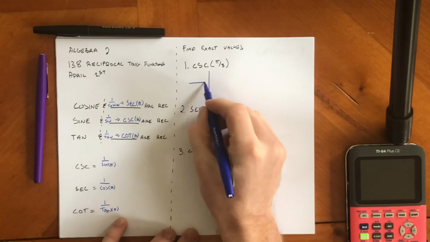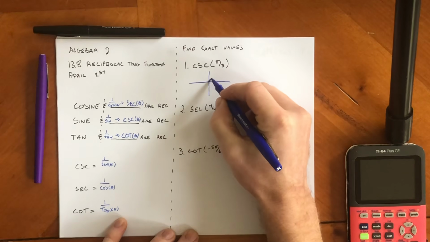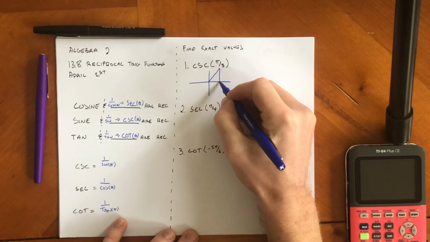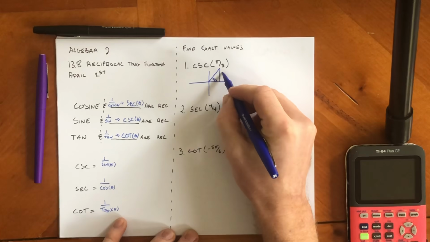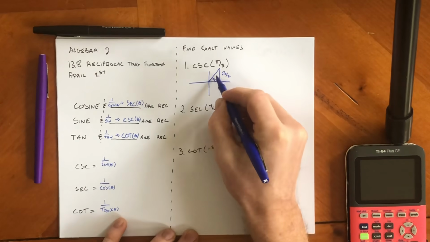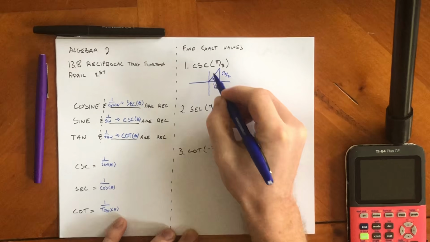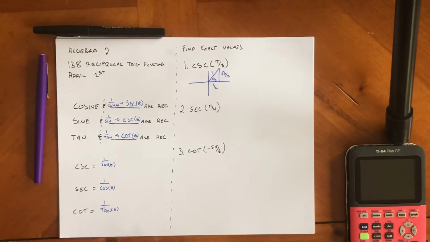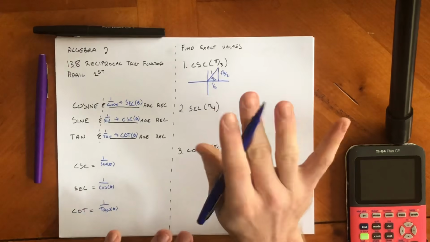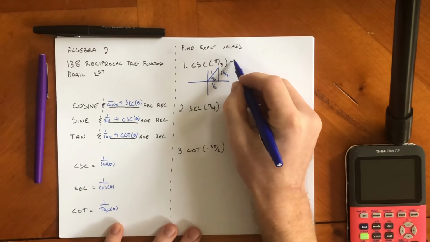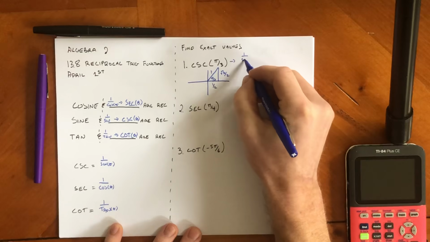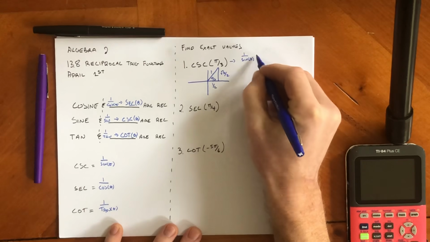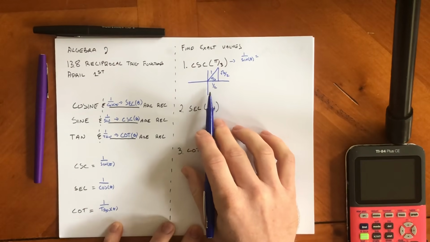So pi over 3 is in the first quadrant. It goes up like this. Remember, opposite pi over 3 is going to be root 3 over 2. Adjacent to pi over 3 is going to be 1/2, and the hypotenuse is always going to be 1. So the way I would do this is I would say cosecant is the same as 1 over sine theta. So I need to find out what the sine of this angle is.